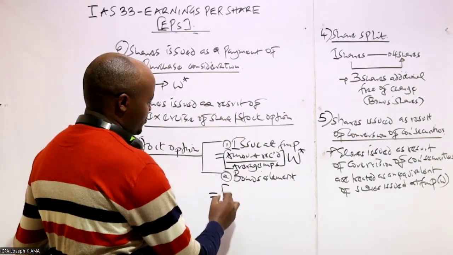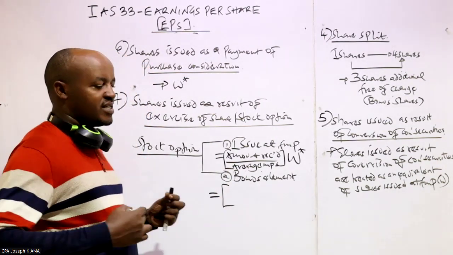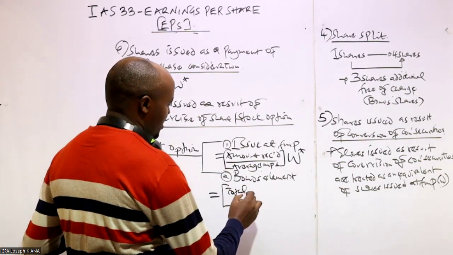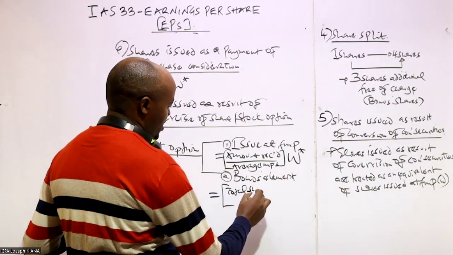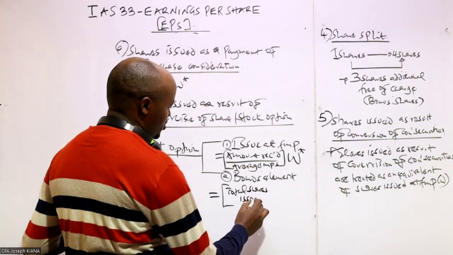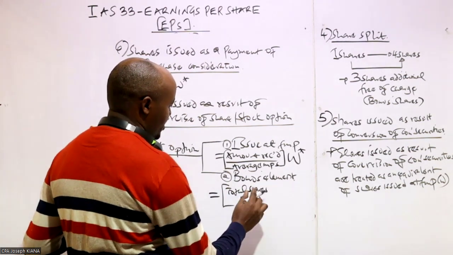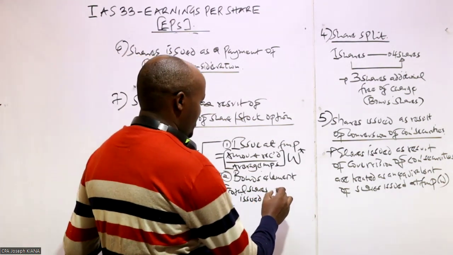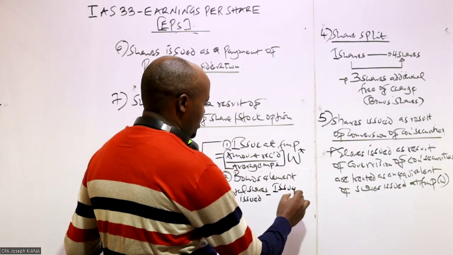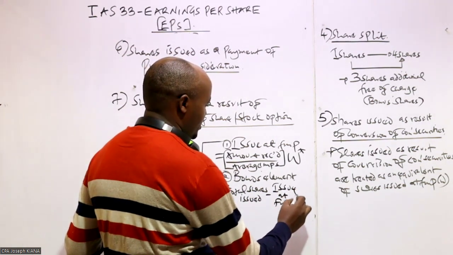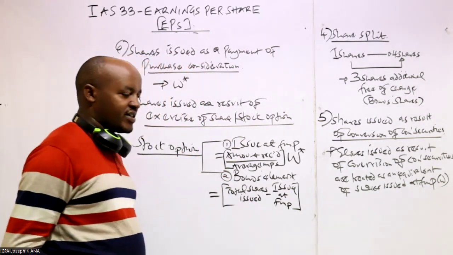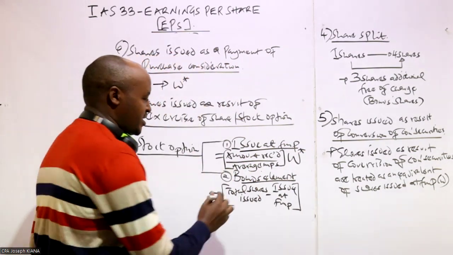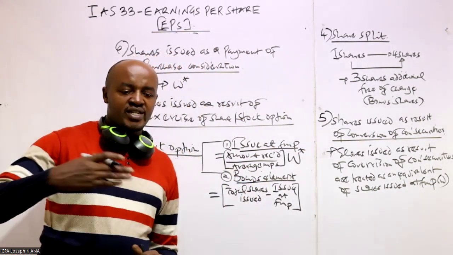And then from there, compute the bonus element. Bonus element, basically, these are shares deemed to be issued free of charge. So to compute this, we take the total shares which were issued by the company, and then from this we less the shares issued at full market price. So this will give us the bonus element, the shares issued free of charge. And actually this bonus element will be treated as an equivalent of shares issued free of charge.